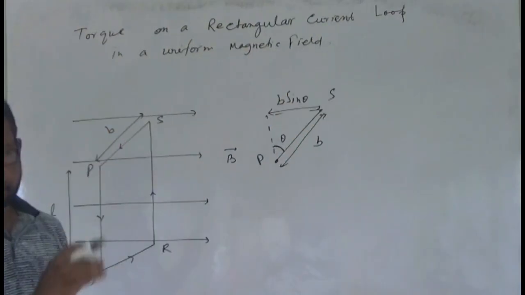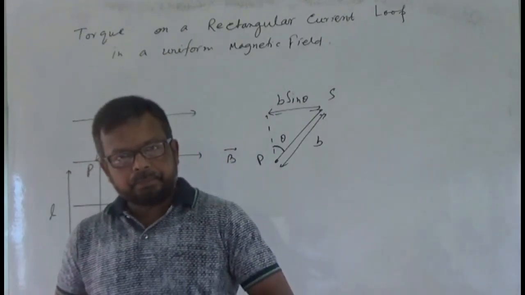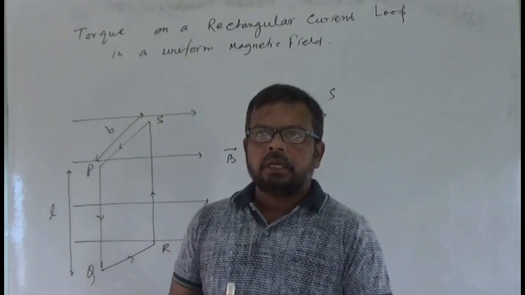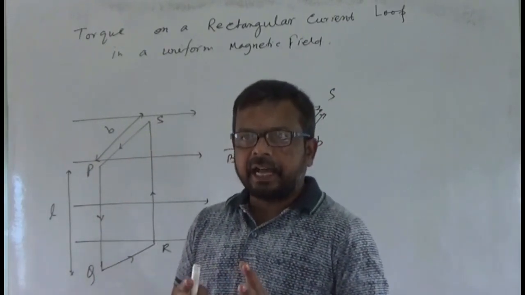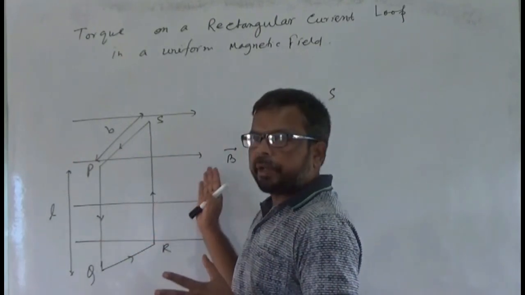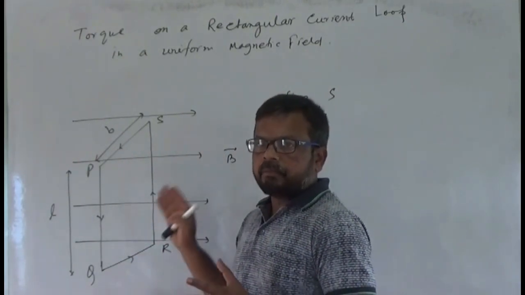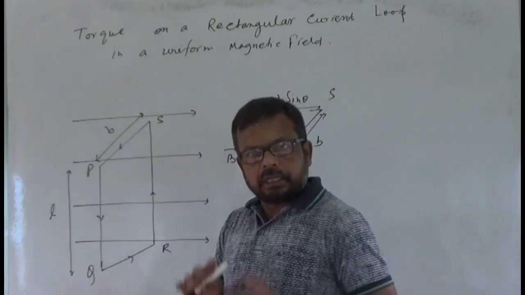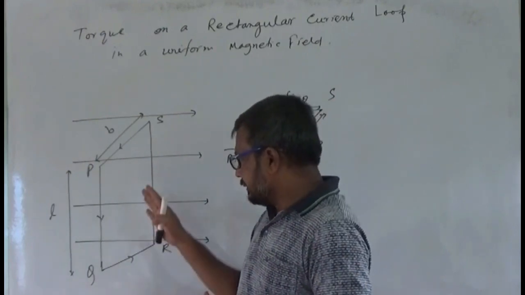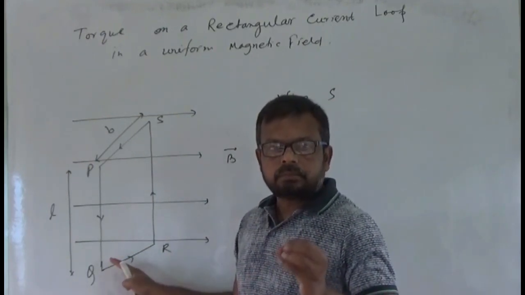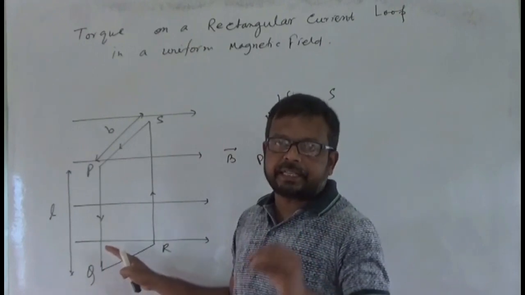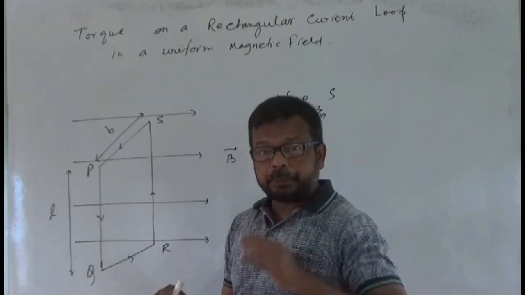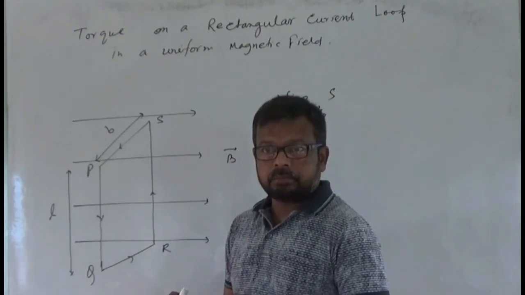What we have told till now is that we consider a rectangular current carrying loop carrying current I placed in a uniform magnetic field of strength B, whose length is L and breadth is b. Now we are going to show that this loop does not experience a net force, but it will experience a torque.